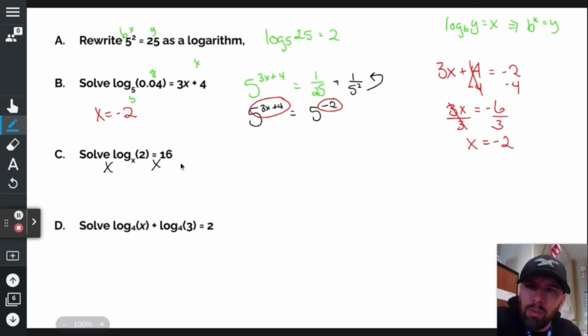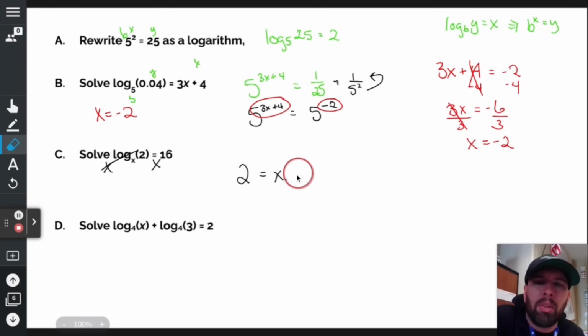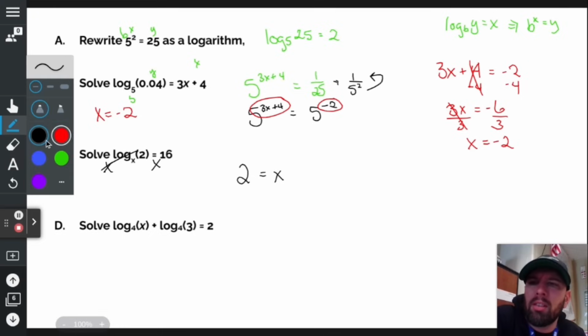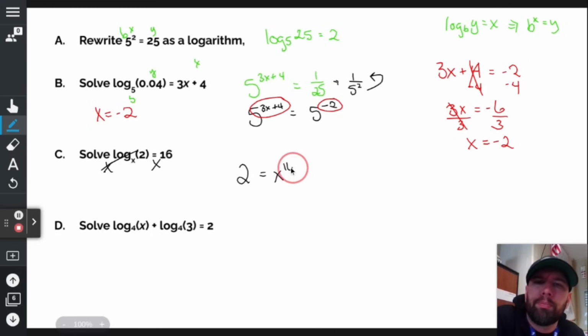Was I crazy for doing this problem? No, I'm not. I am crazy. Holy cow. Now I have that crosses out. I have 2 equals x to the 16th. I think when I originally made this problem, I wanted something else to happen. And so that didn't work out that way at all.